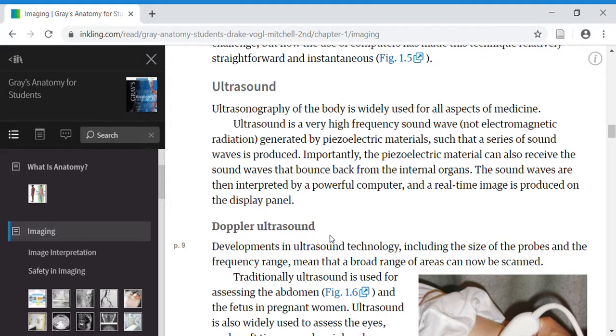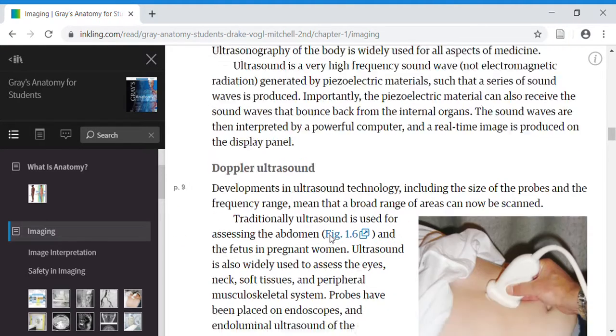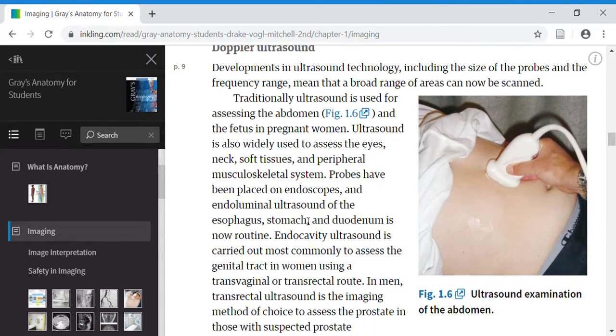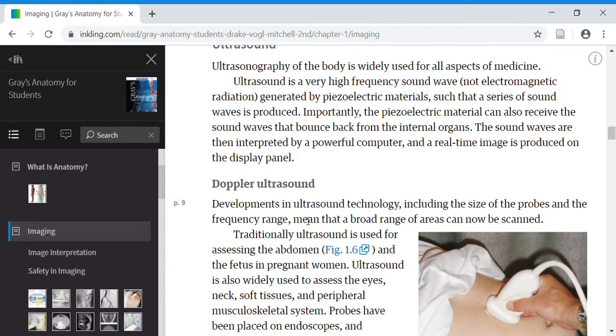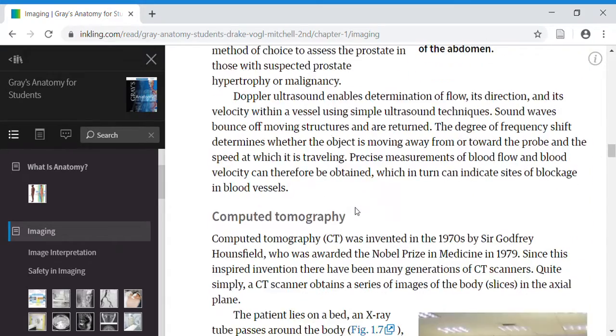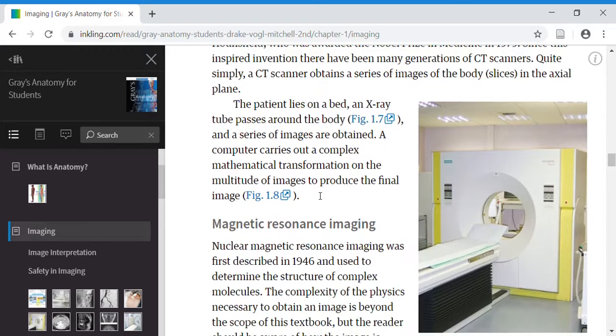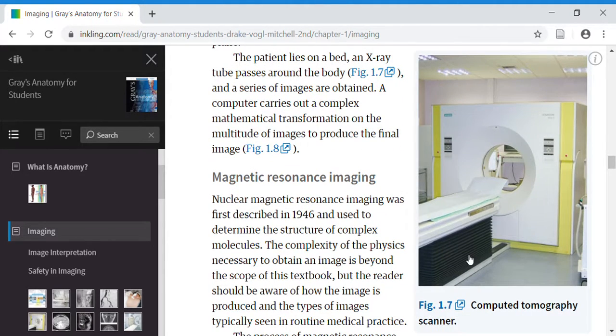And ultrasound is there. So here is an example of ultrasound: ultrasound examination of the abdomen. This is a good picture. And a Doppler sound, that is how ultrasound works. Computed tomography is another way in which we can get imaging. This is an instrument shown here, a computed tomography scanner.